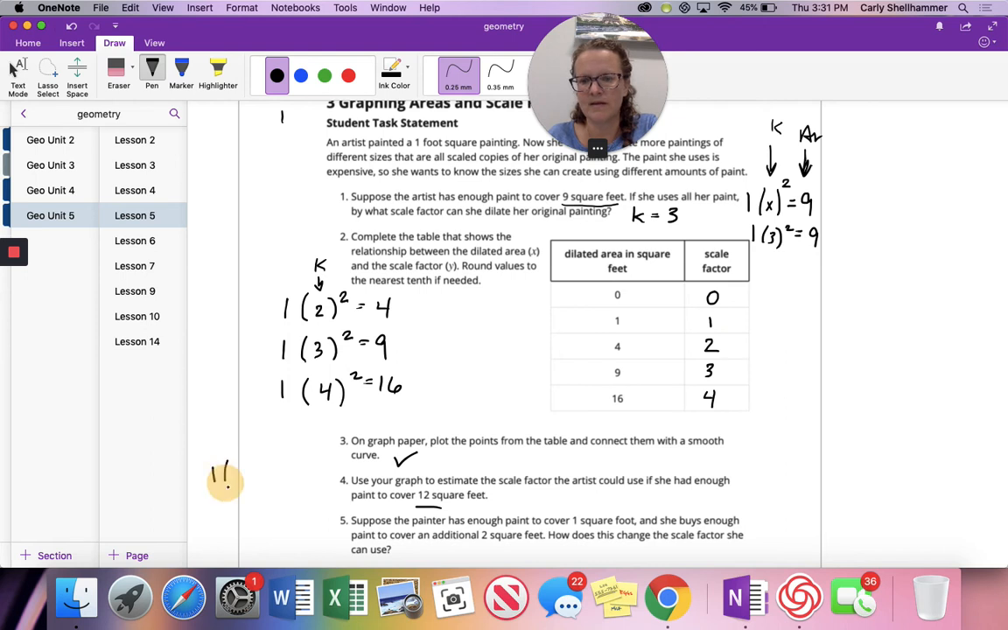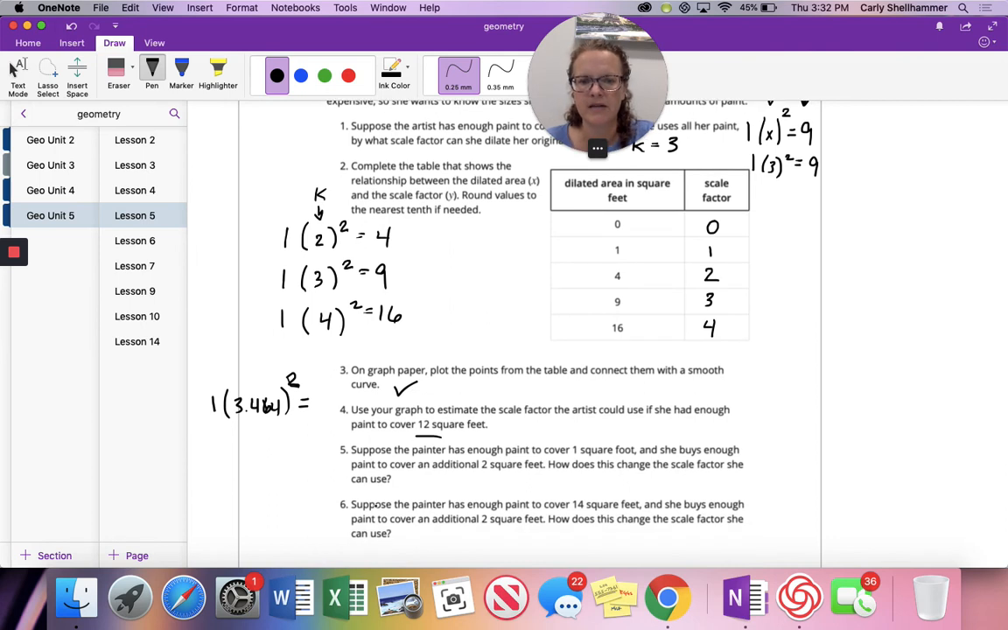because 1 times 3.464 squared equals 12. Yep, 11.9999296. Okay, so that would be our scale factor.